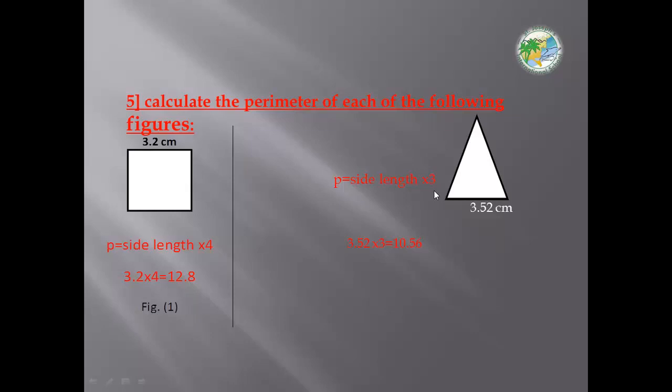So the side length is 3.52 times 3. 3 times 2, 6. 3 times 5, 15. Write 5, carry 1. 3 times 3, 9, and 1, 10. We write the decimal point from right to left after 2 digits, because here we have the decimal point after 2 digits. Okay?